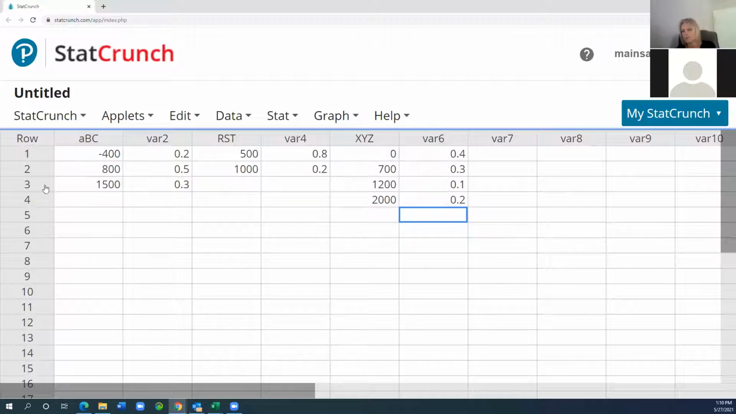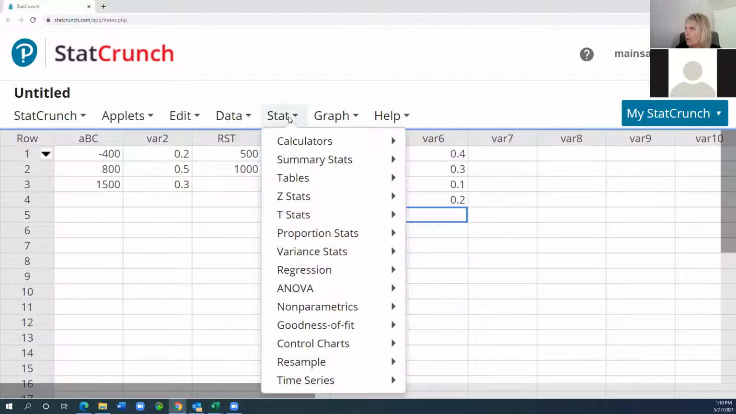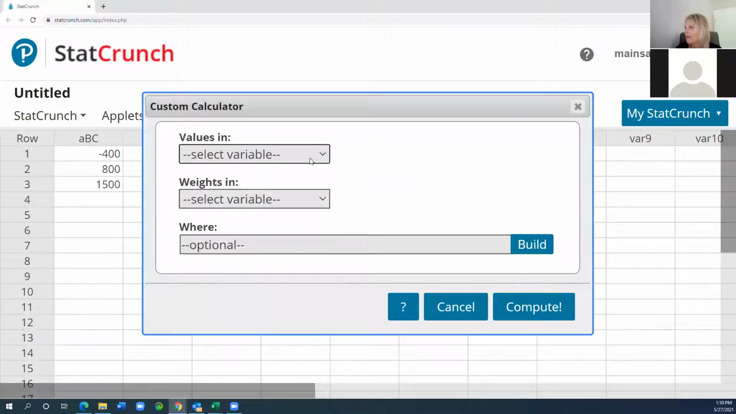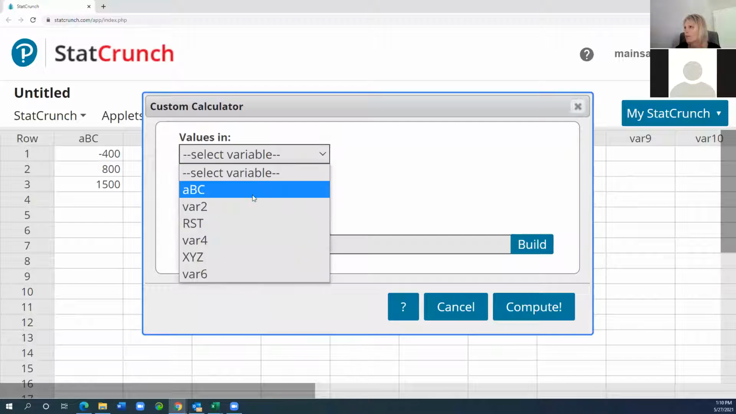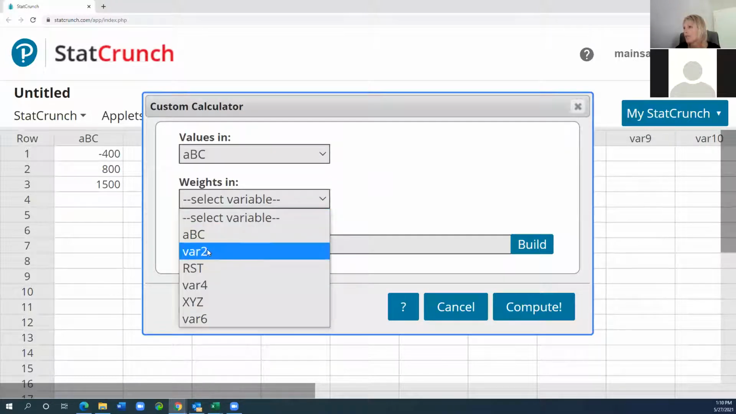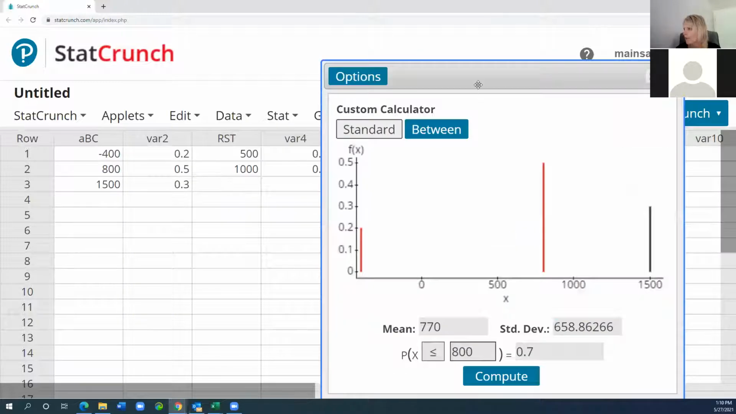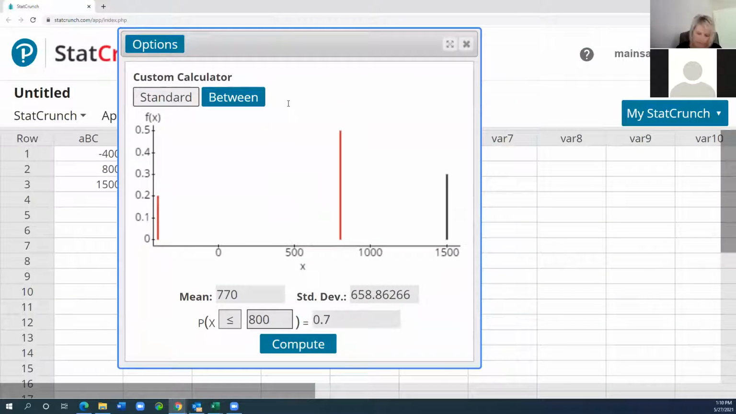Okay, so we want to find the expected profit. To find the expected profit, we're going to do just what we did before in chapter 3, which is going to Stat and then Calculators and then all the way to the bottom to Custom. And we have to do each scenario separately. So we're going to go ABC and then var 2 goes with the ABC probabilities and then hit compute. And the mean is going to be our expected value. So the expected value for company ABC is $770.